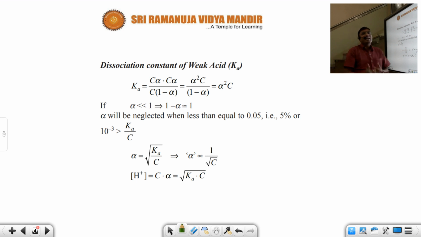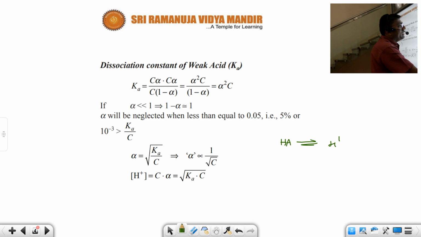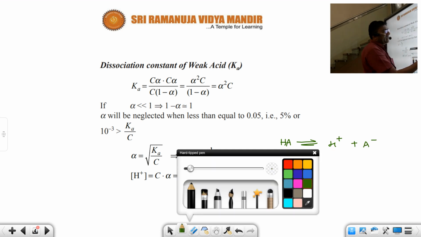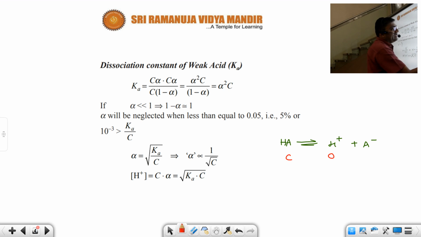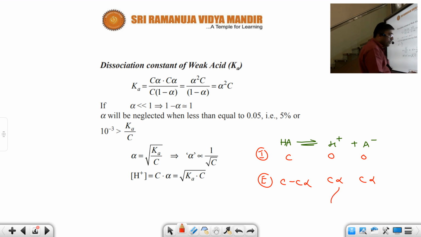Well, you made an attempt to find out the pH of a weak acid. For example, HA is in equilibrium with H plus plus A minus. It is not completely getting dissociated. Initially it is C, 0, 0. At equilibrium it is C minus C alpha, and C alpha, C alpha will be formed. In strong electrolytes this value is 1, but in this case this value is not 1. So hope you are clear.